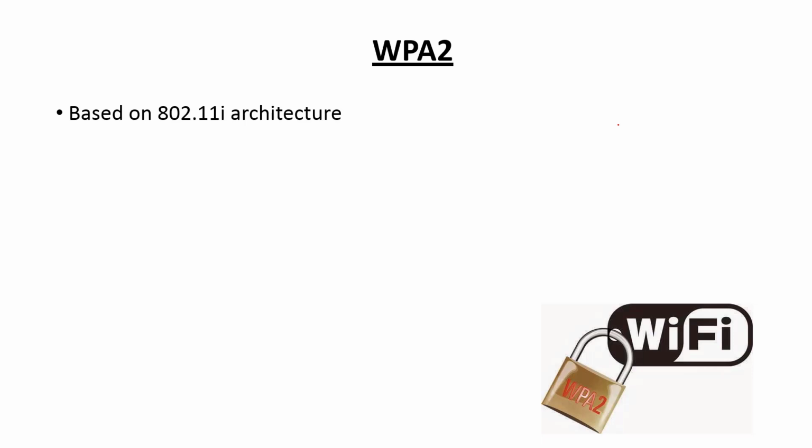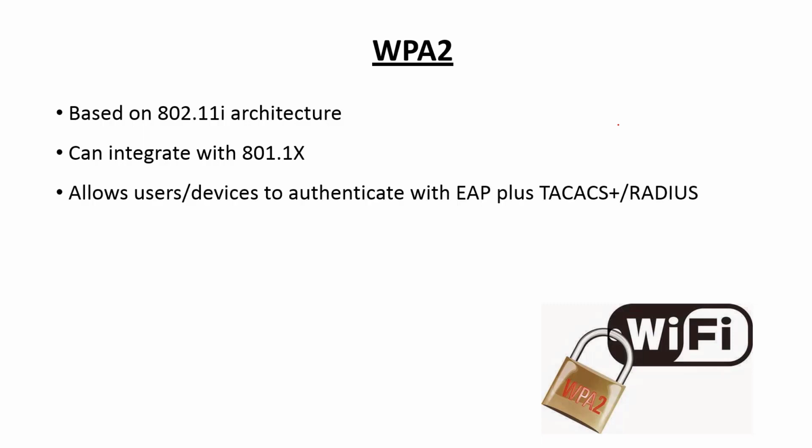WPA2 was obviously a big improvement, based on 802.11i, as all the WPA protocols are actually for security. It integrates with 802.1X, which is a layer 2 security, which we discuss elsewhere, along with DHCP snooping, etc. So your users and devices authenticate with EAP, which we'll talk about in a moment, and then you add one of the two authentication methods which we discuss elsewhere in the security sections.